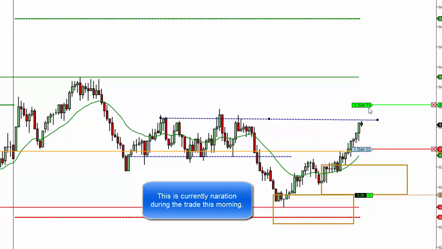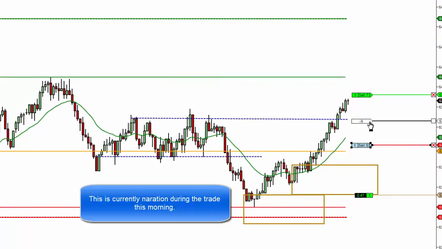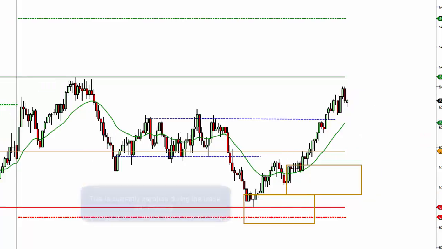But I've got it at, pardon me, 53.91. Will it break 54? Not sure. Okay, I'm going to move it up a little bit further. I took the contract there. It's enough. I've got to get going, so that's it for today.